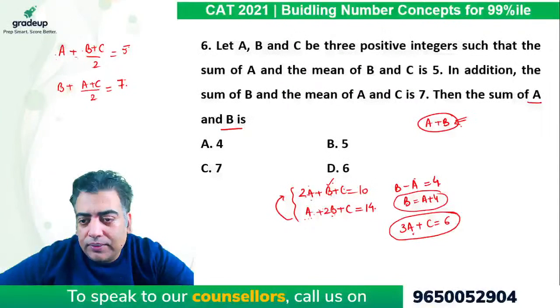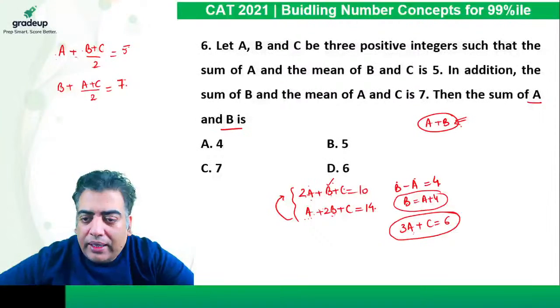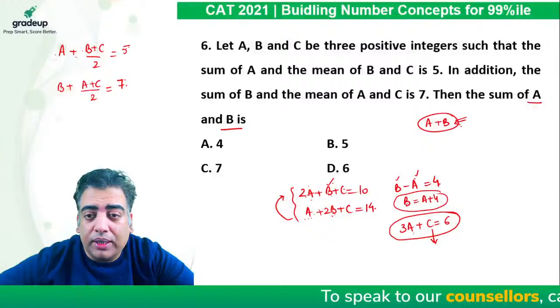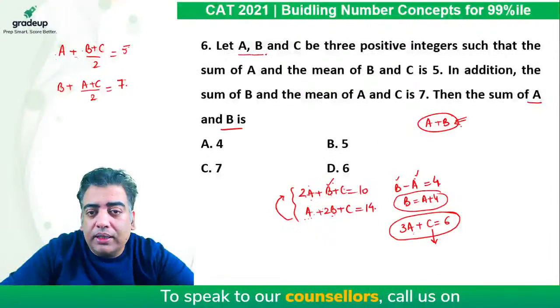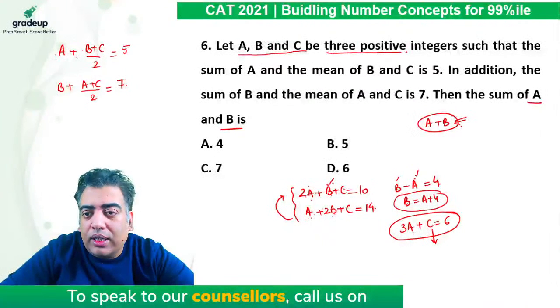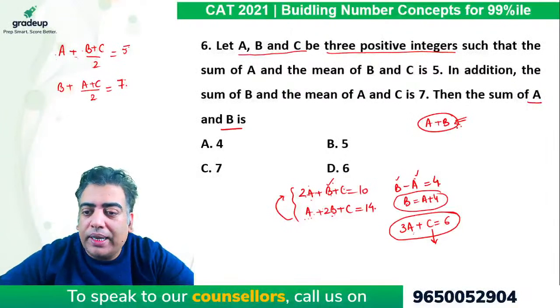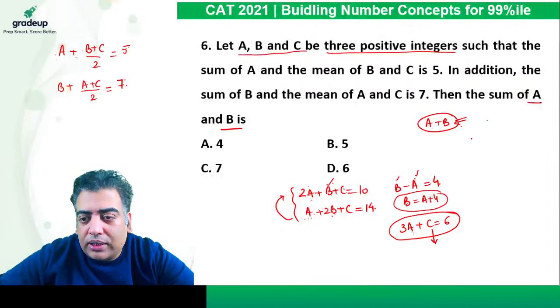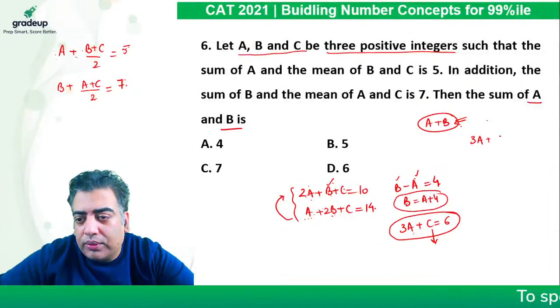So we have to find value of A and B such that C is also a positive number, because given to me is A, B, and C all are three positive integers. They cannot be in decimals. So if B minus A is 4 and 3A plus C equals 6, let's try to figure out integral solutions of this equation.